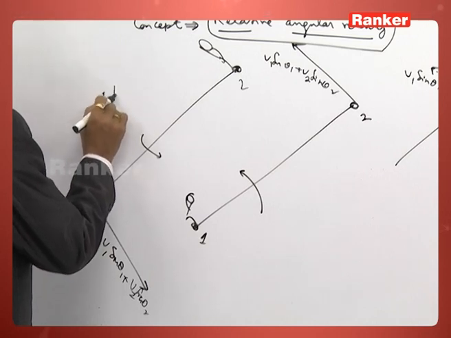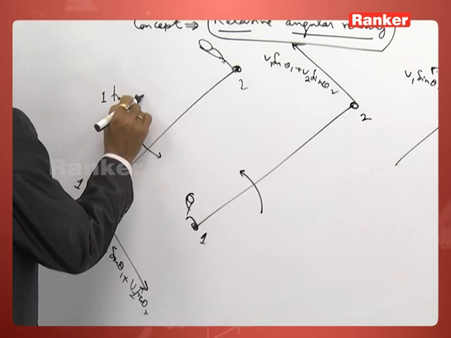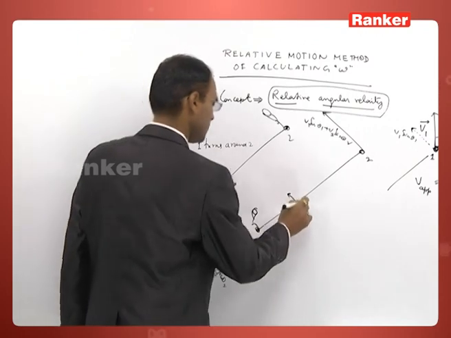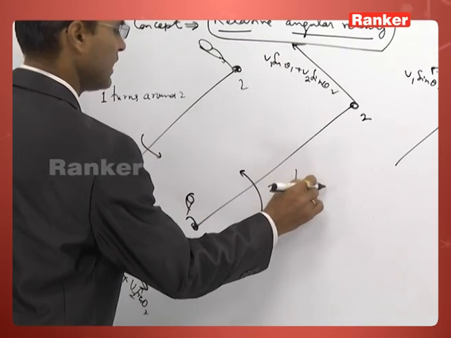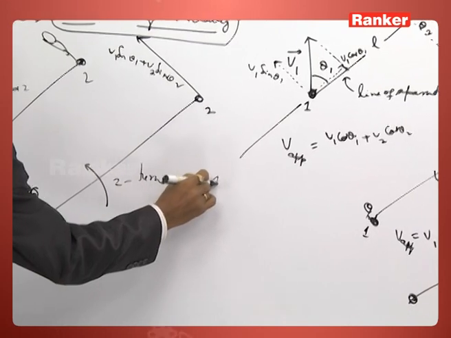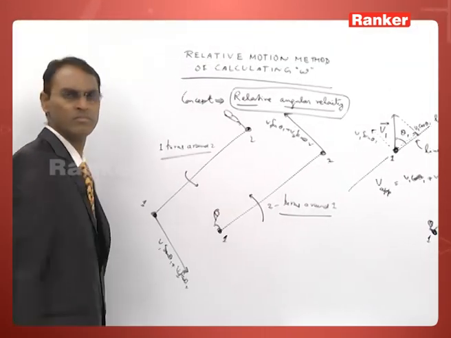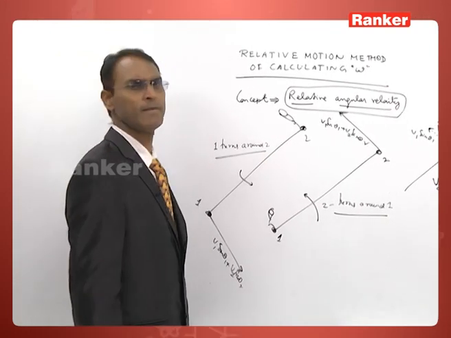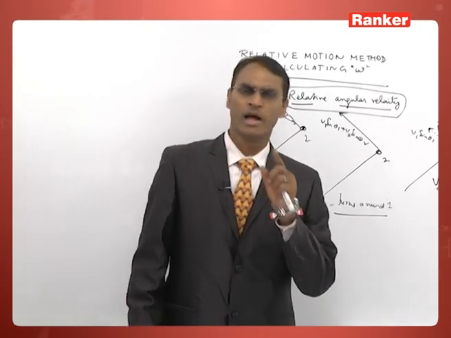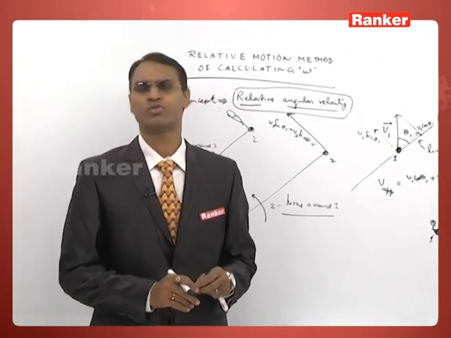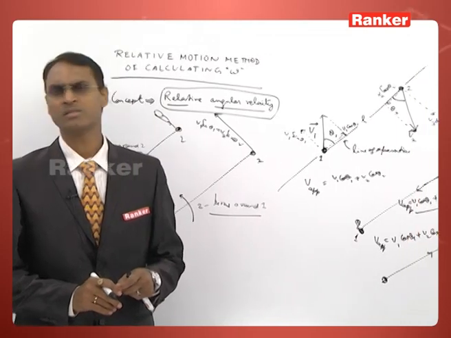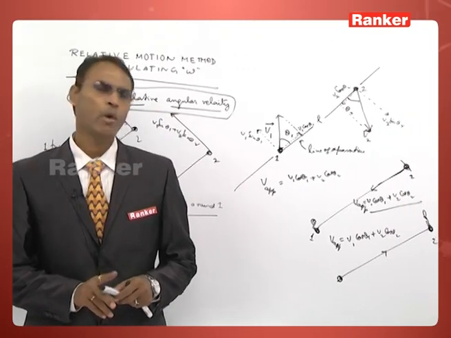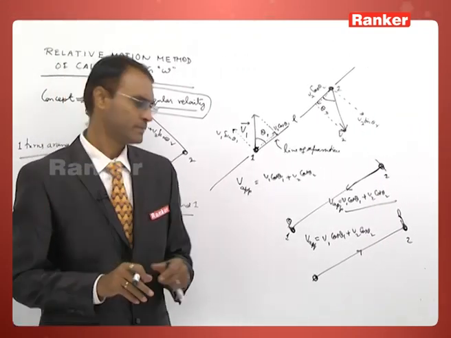One turns around 2. Here the 2 turns around 1. Turning, that's a very important concept, turning of a particle. The word turning you can use for a point mass or for a particle or for a point. However, the word rotation you cannot use for a point.